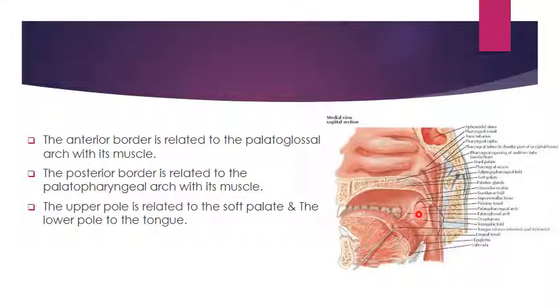Now the palatine tonsil has an anterior border and a posterior border. Its anterior border is related to the palatoglossal arch along with its muscle, and its posterior border is related to the palatopharyngeal arch along with its muscle. It has an upper pole which is related to the soft palate and a lower pole which is related to the tongue. And here you can see the medial surface of the palatine tonsil which faces the oral cavity. The lateral surface you can't see in this section.